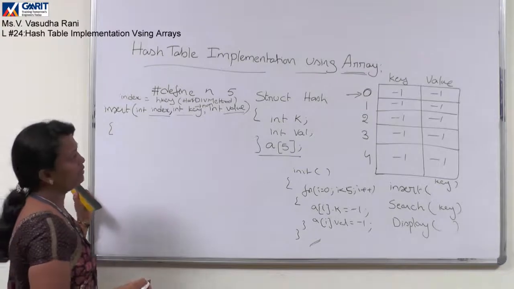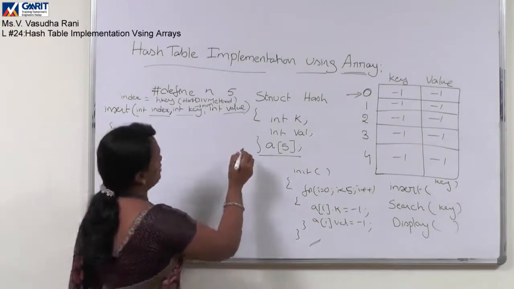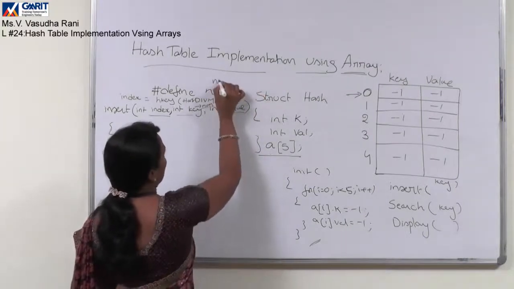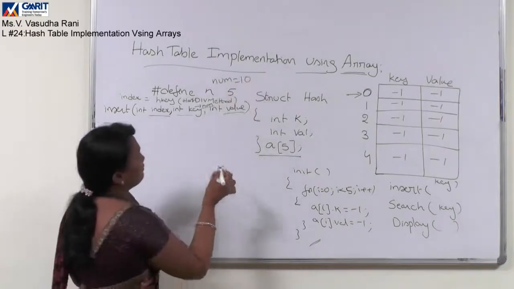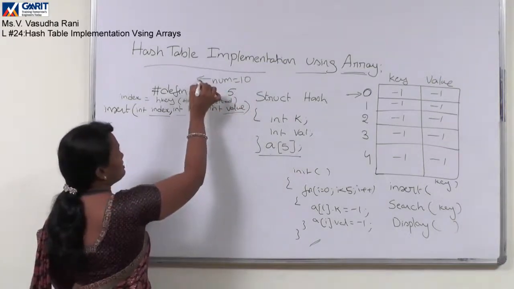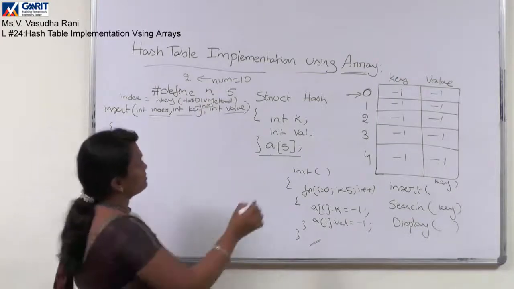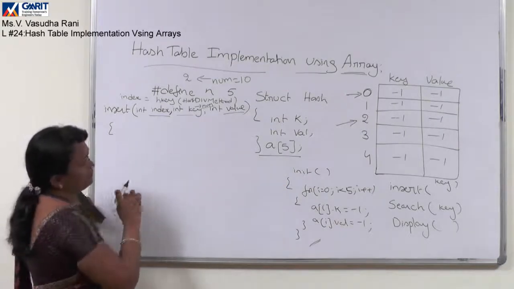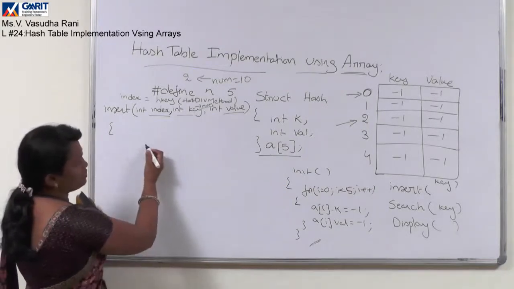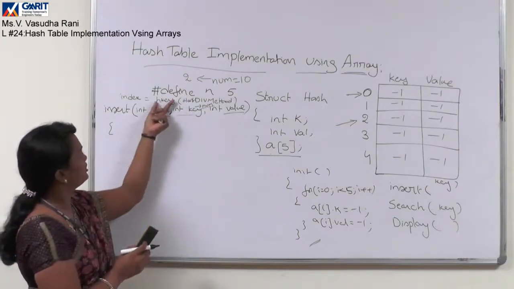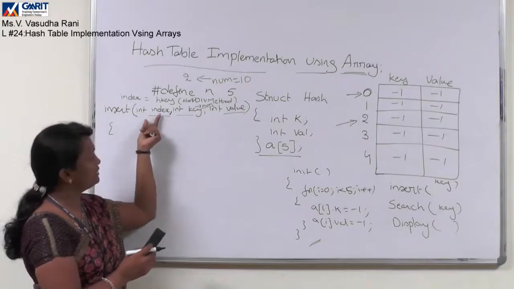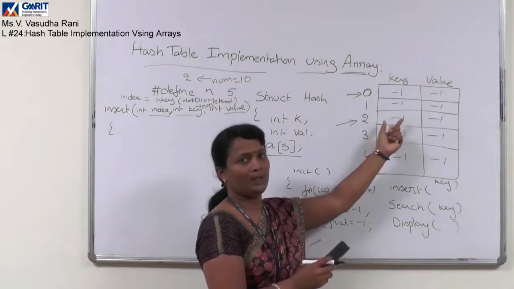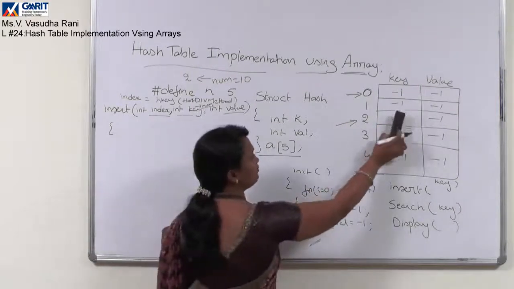So in our insert method, suppose let's take the number 10. For number 10, 10 mod 5 gives us index 2. Into this index 2, we have to store our values. First of all, after getting this index, we have to check whether that particular index position in the hash table is empty or not.